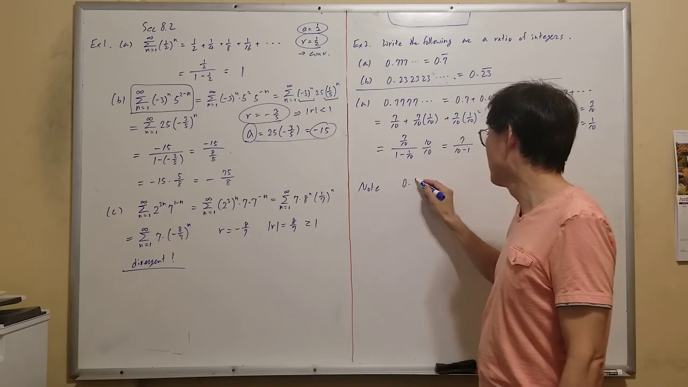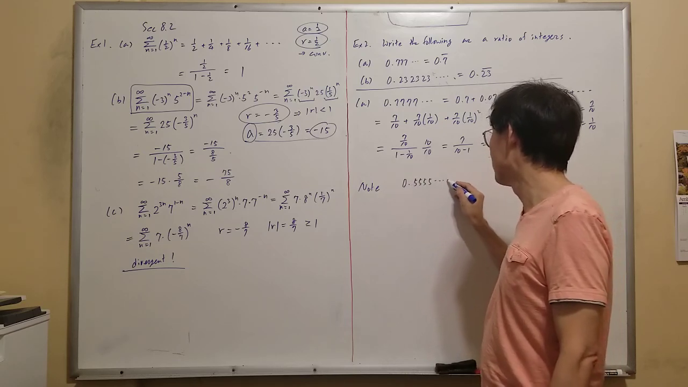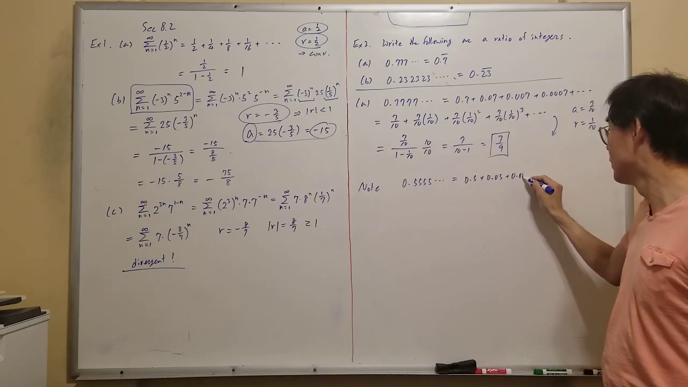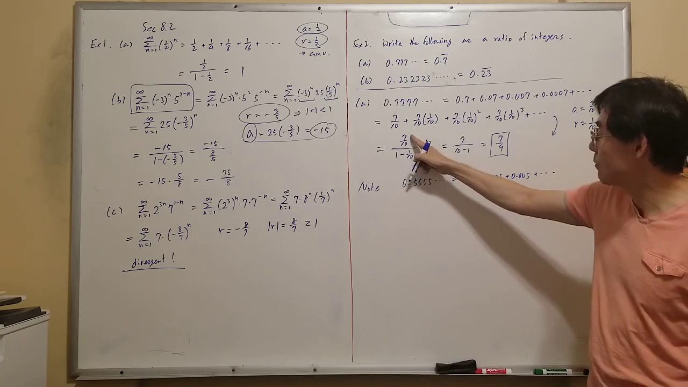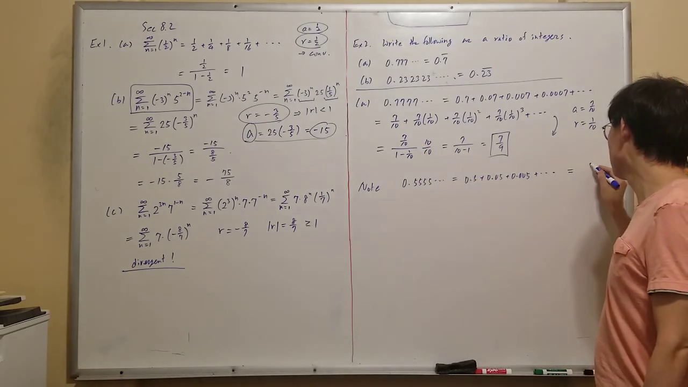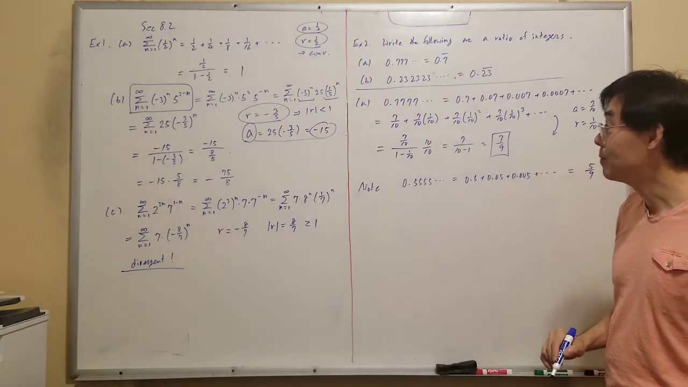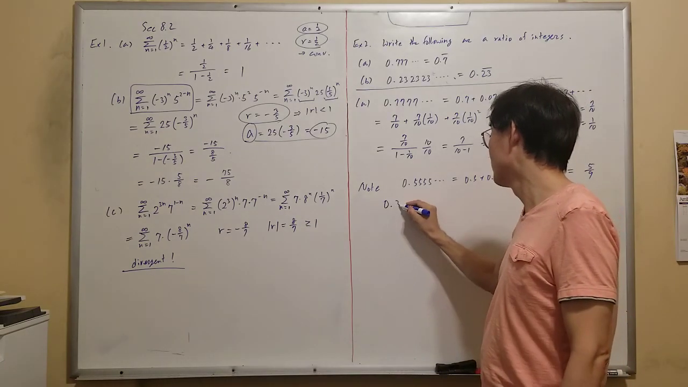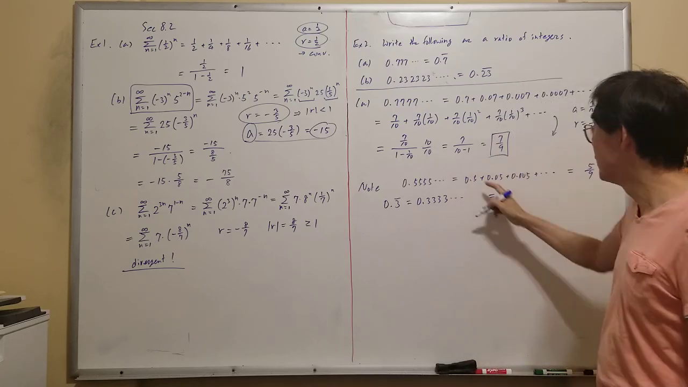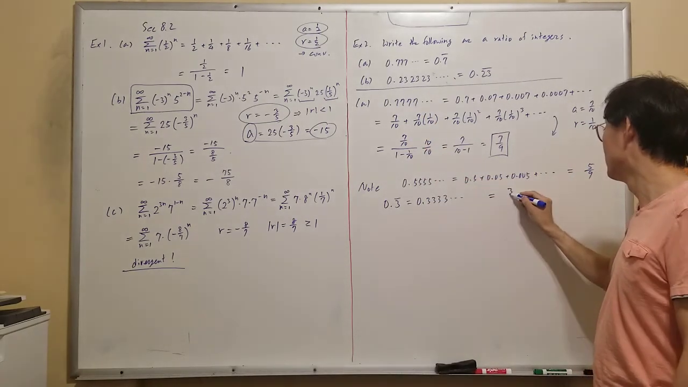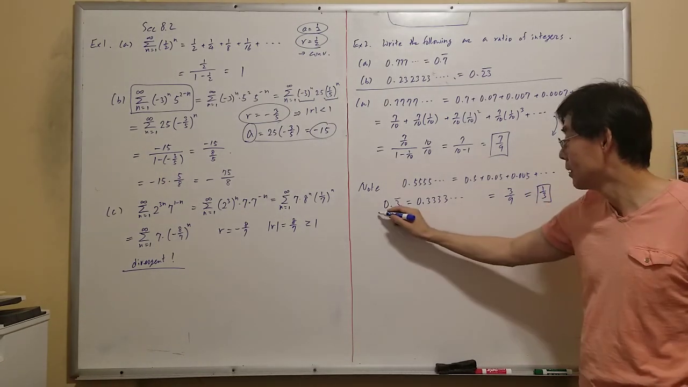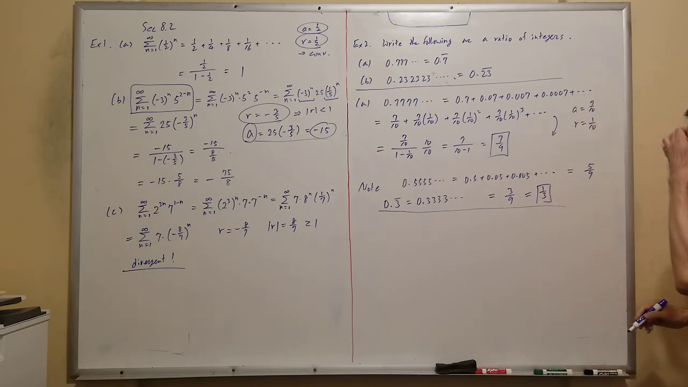If you have 0.5555, whatever, then it's the same idea, right? Instead of 7, you're going to have 5. It's going to be 5 over 9. So the most famous one: instead of 7, you're going to have 3. 3 over 9. That's why it is 1/3. Okay?